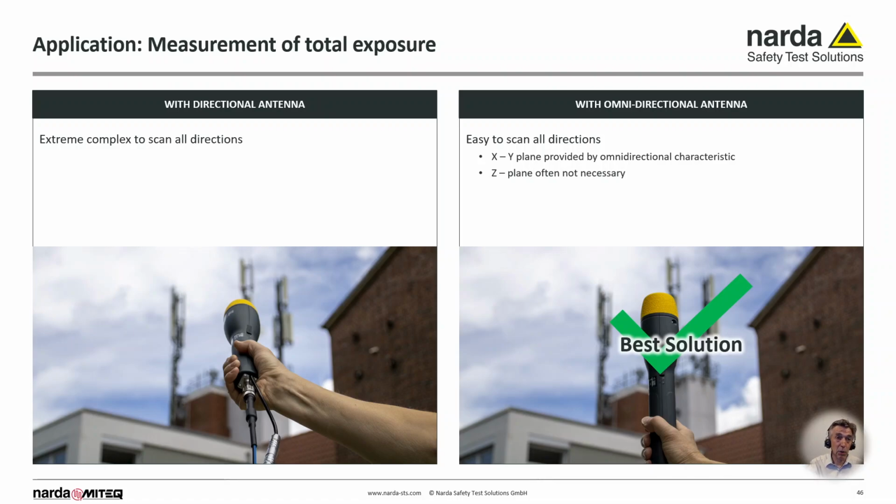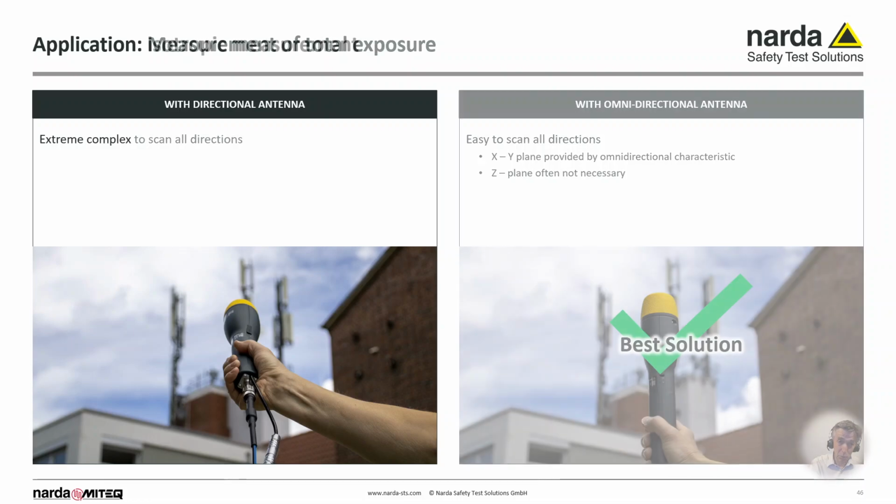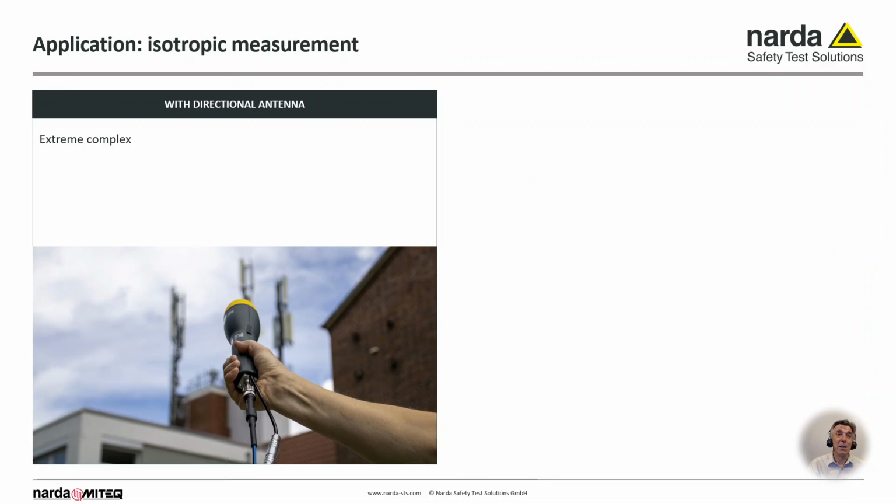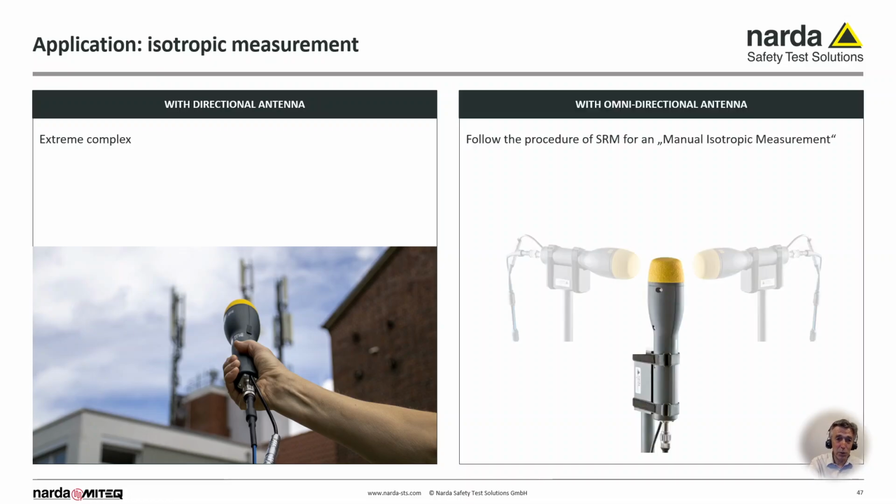Because scanning in all directions with the directional antenna is very, very time consuming, okay? And especially if you want to do a real isotropic measurement with an opening angle of even 40 degrees, it is extremely complex. Nothing for lazy boys like me. There you can use really the omnidirectional antenna for the SRM and the holder and the procedure inside of the SRM, and you will get really an isotropic result.